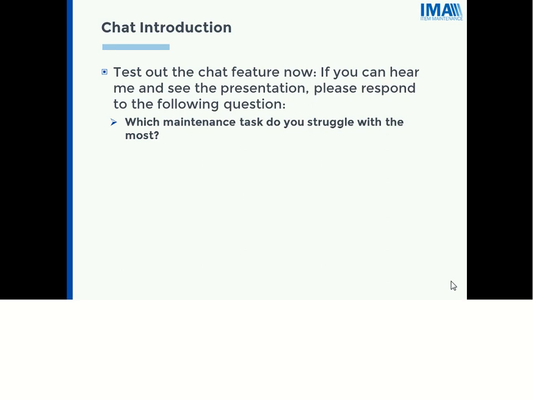If you can hear me and you can see the presentation, please respond to the following question. Which maintenance task do you struggle with the most? Maintenance tasks would be the types of tasks you do on operational items, items that have already been completed through the new item setup. And maybe they've already had orders, maybe they haven't, but they've already been through the new item setup. So which maintenance task do you struggle with the most?